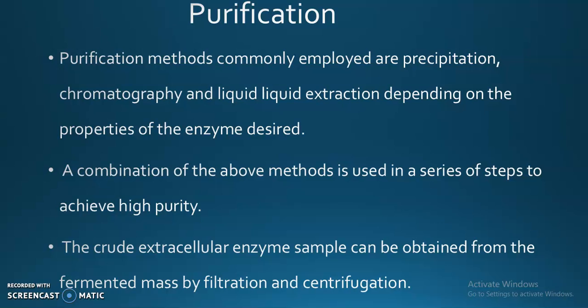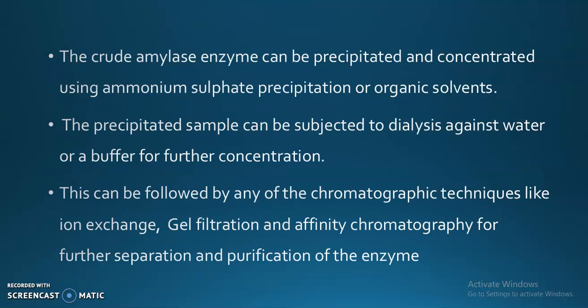The crude extracellular enzyme samples can be obtained from the fermented mass by filtration and centrifugation. The crude enzyme can be precipitated and concentrated using ammonium sulfate precipitation or organic solvents. The precipitated sample is then subjected to dialysis against water or a buffer for further concentration, and this can be followed by any of the chromatographic techniques such as ion exchange, gel filtration and affinity chromatography for further separation and purification of the enzyme.